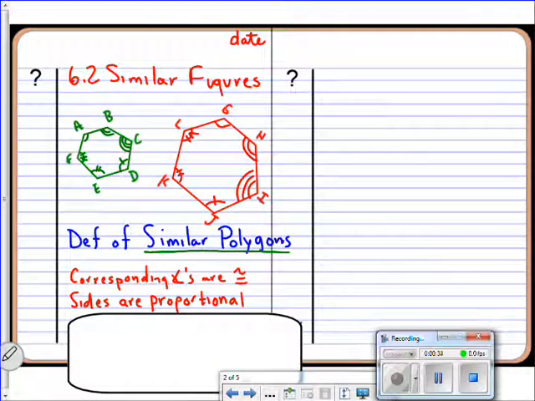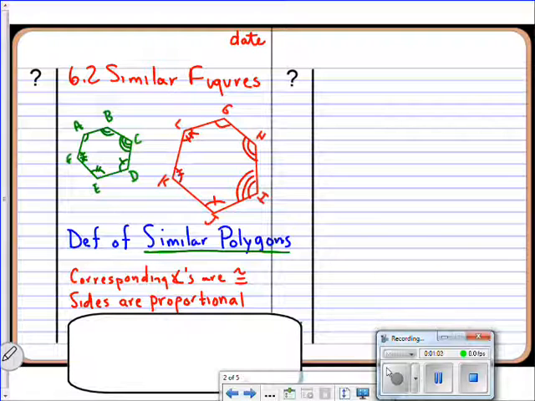All right, so looking at 6.2 similar figures, you might throw your date up at the top, but looking at these two figures, the green one and the red one, I would want to identify if these are similar figures. First of all, they're both hexagons, so I can progress. If one was a triangle and one was a hexagon, I don't need to go on any further. They're not similar. So I count the sides and I see that they're both hexagons. Now I'm going to confirm through the definition of similar polygons that these things are in fact similar.